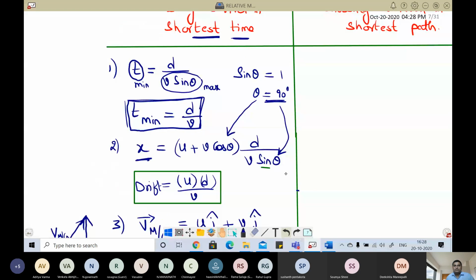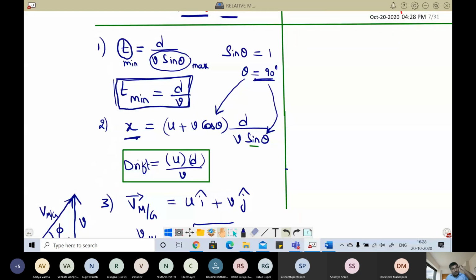First one is d by v, the minimum time. Second one is drift, u into t minimum, where u is the river velocity and v is the man's effort. Third is the final velocity of man with respect to ground, both in terms of magnitude and direction. With this we have finished the man crossing the river in the shortest time.